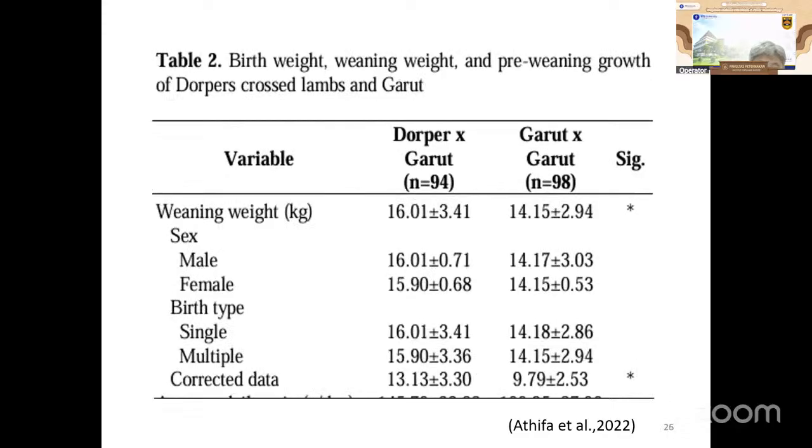Weaning weight is also higher in crossbred than in Garut sheep. We can see here, for example, males in crossbred are 16 kilograms, and here about 14 kilograms. Females are 15, and here 14. And then this is the birth type: single, multiple, and multiple. Also, Garut sheep is lower than crossbred.